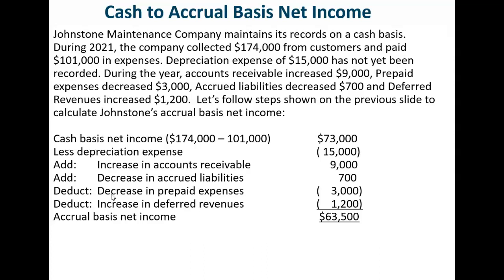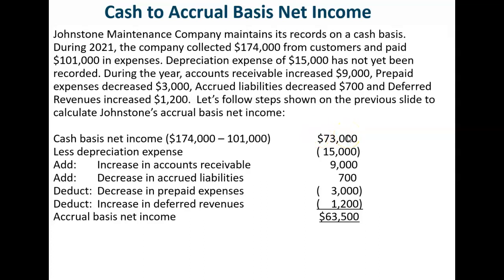We need to decrease the cash basis net income by decreases in prepaid expenses, which is a current asset, and the current asset prepaid expenses decreased by $3,000, so we need to subtract that from our cash basis net income. And we also need to deduct an increase to a current liability. Well, our current liability deferred revenues increased by $1,200, so we need to deduct that from the cash basis net income.